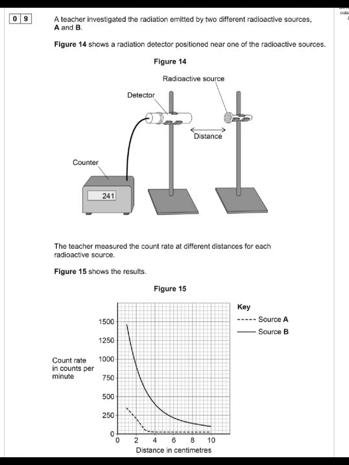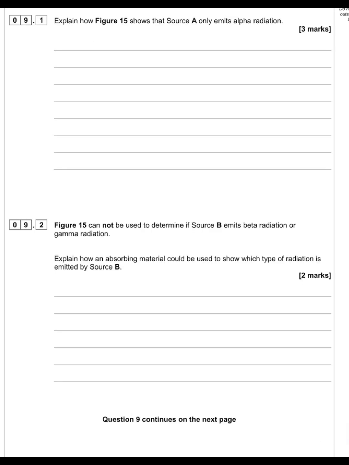So here we're shown a setup where a radioactive source is being measured for its activity by a detector, and we have a graph that shows source A and source B, so two different sources, and shows how the activity measured in counts per minute is changing as that source is then moved a distance away from the detector. So we've got two lines, one for source A and source B. So we're then asked how the graph shows that source A only emits alpha radiation.